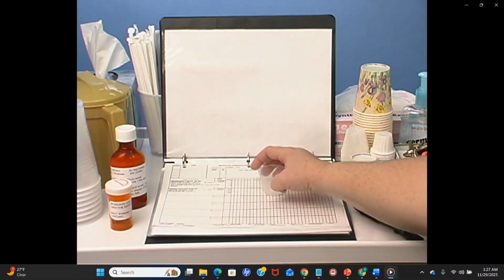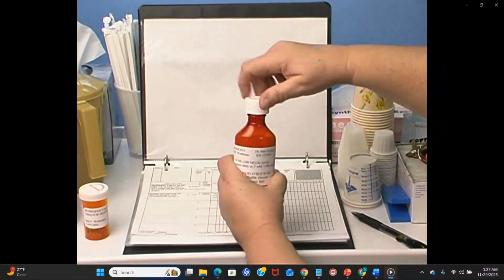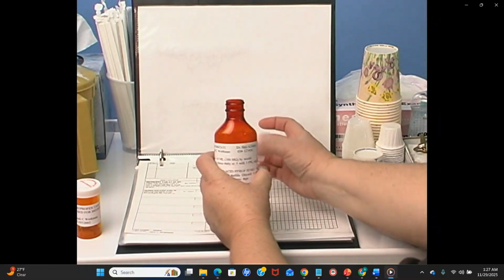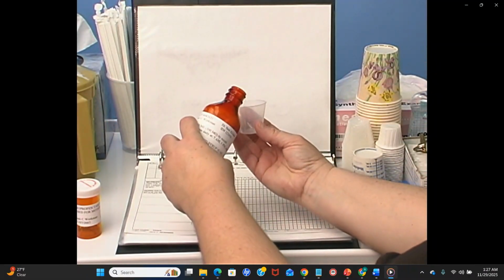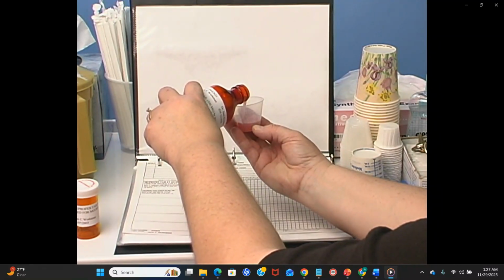Before pouring liquid medications, always shake the bottle well. When you remove the cap, place it upside down to prevent contamination. Turn the label toward the palm of your hand to protect the label from spills while pouring the liquid.